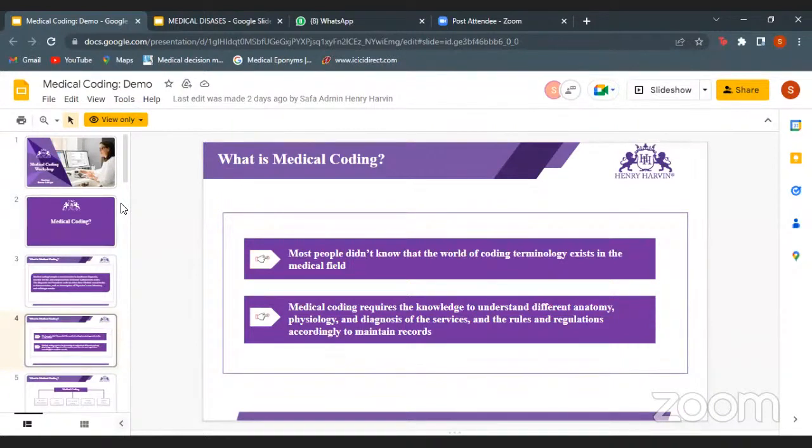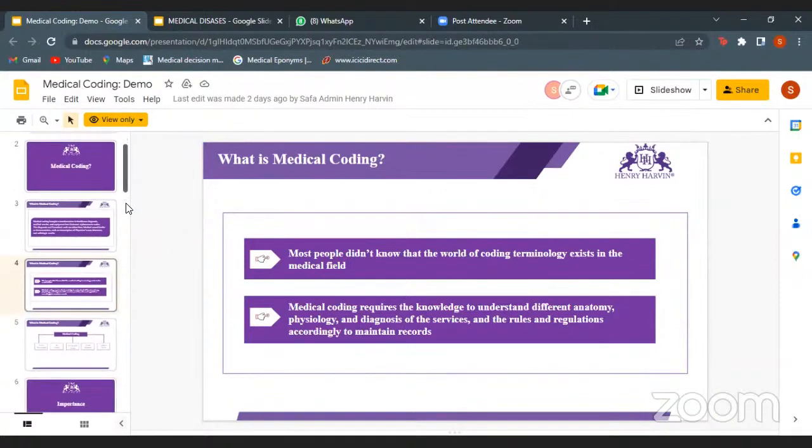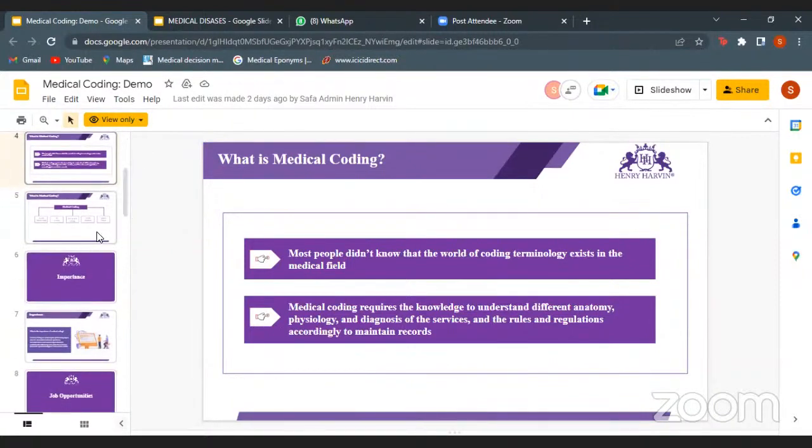So that's why as a student, you are supposed to have good knowledge of anatomy, good knowledge of physiology, and fair knowledge of terminology. And as you go deeper into this particular field, you will understand more and more, because then you see those terms regularly. Okay, so this is what a medical coder needs to know in this field.